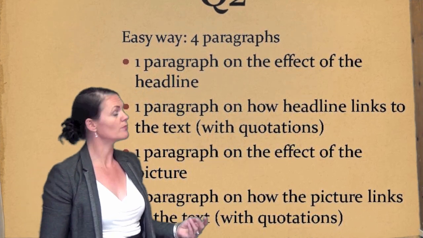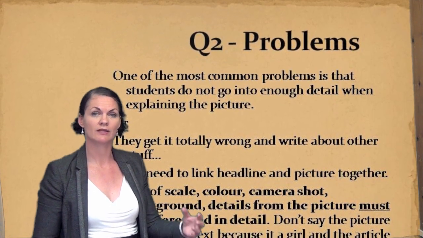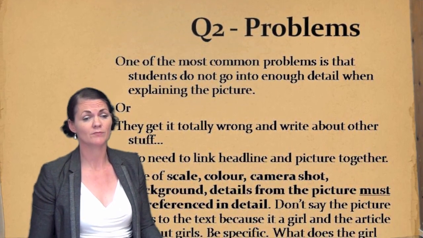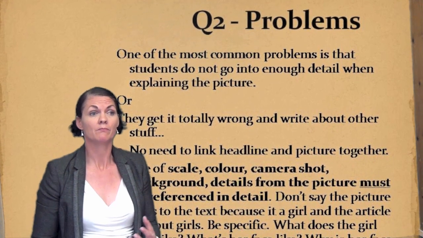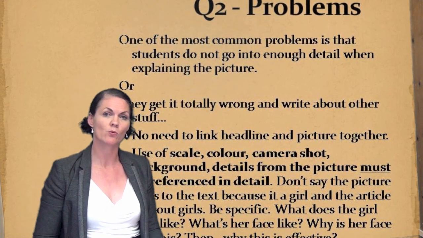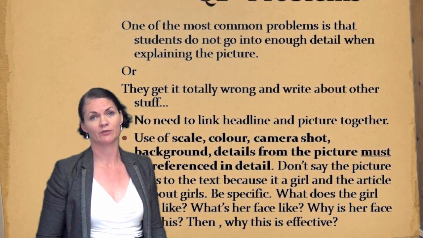Okay, so one of the most common problems is that students don't go into enough detail when they're talking about the picture. So you need to talk perhaps about use of colour and perhaps camera shots, facial expressions, perhaps scale. So have details from the picture that will help you then to explain the effect. So one really easy thing you can do is pick out details from the pictures. So don't just say it's a picture of a girl, okay? You need to be more precise than that. And actually, if you're more precise than that, that will help lead you to a better comment on effect, okay?